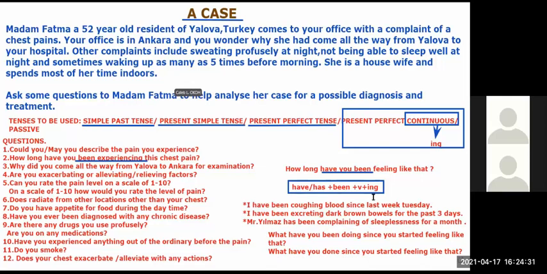So that is the present perfect continuous, and I presume there is no other tense in this list here. You are suffering from. I presume so. All right, let me take a screenshot. Maybe it can be sent to your group later.